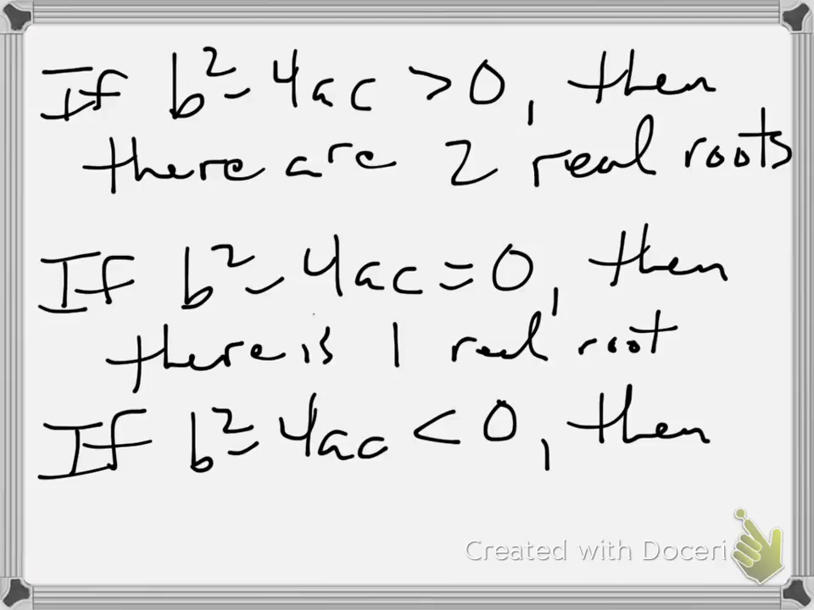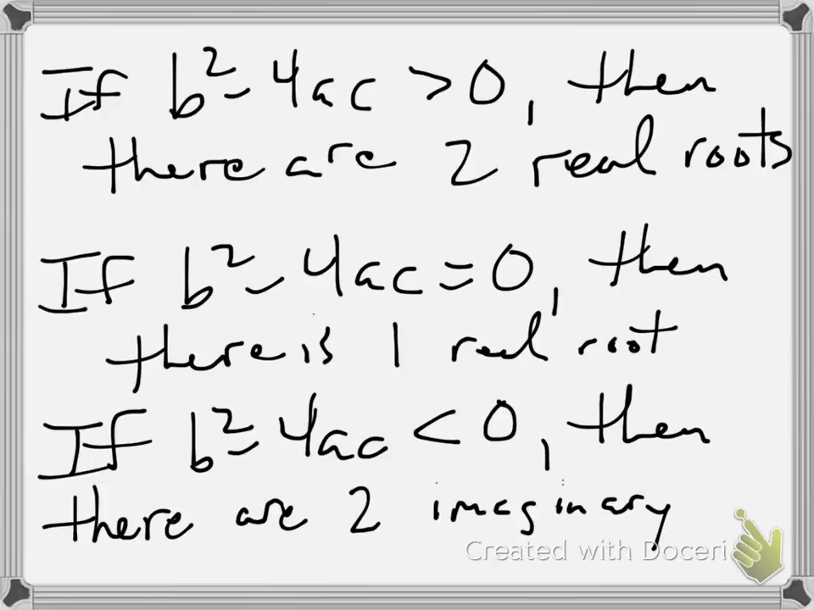If b squared minus 4ac is less than 0, then there are two imaginary roots, because what would happen is that you'd have the square root of a negative number. And last year in Honors Algebra 2, you learned that if you have a square root of a negative number, that's just going to be an i. So for example, if you had the square root of negative 9, that would be 3i. The square root of 9 is 3. The square root of negative 1 is i. Okay? So just a little example there for the imaginaries.